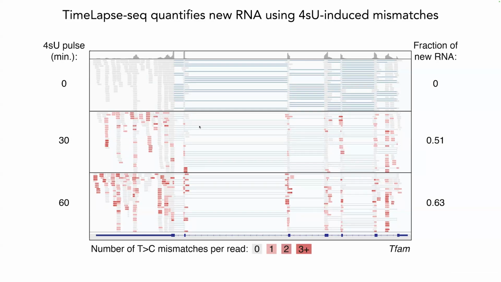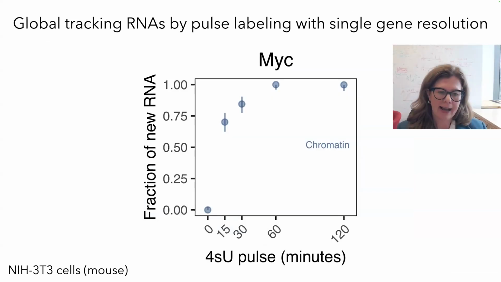And you can see that it increases as the labeling time increases. And that can then be converted into a fraction of new RNA. And you can also look at this completely as a function of time. What we're looking at here is MYC as an example gene, and we're looking at the RNA that was purified from chromatin as a function of 4SU pulse. You can see that by about 60 minutes, 100% of the RNA now has the label. And so 100% of the RNA is newly synthesized since we added the label.